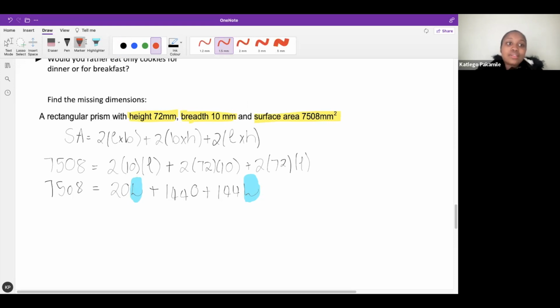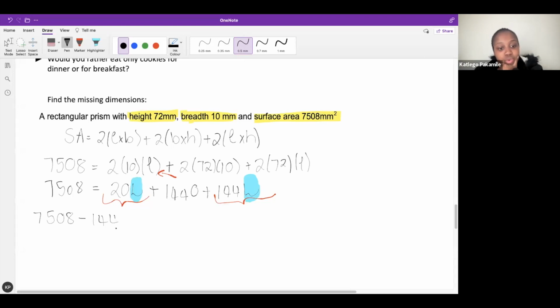Semi-correct. Look, Robin, we want variables on one side and constants on the other side. So the ones with the L, we want them to stay on one side, so I'm going to leave them here. But I'm going to move the 1440. What happens when you move it? It becomes minus. Minus 1440 equals. This side we still have 20L plus 144L.